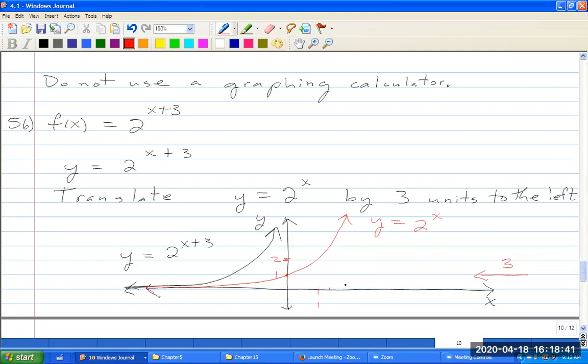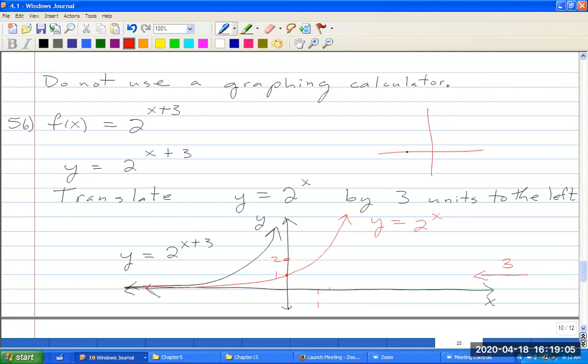Okay, then at 2 will be at 4. So that tells you how fast this goes up. Now if it was 3 to the x, then it would just be a little bit steeper. At 1, it'd go up at 3, so it would just look a little steeper. If it was 10 to the x, it would go up even faster. So that base there tells you how steep it looks.